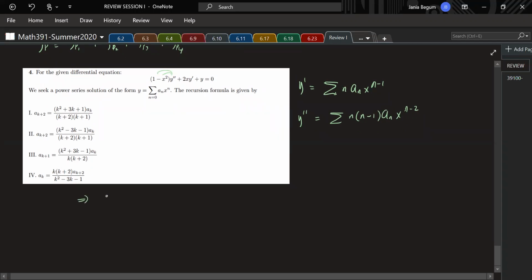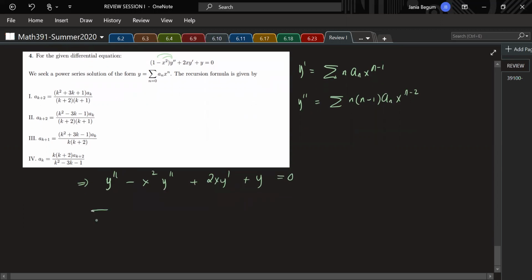Now I'm going to distribute the y double prime for the first term because it's much simpler that way. So we're using 1 times y double prime minus x squared y double prime plus 2x y prime plus y equals 0. Now let's substitute our summation into this. We have the sum n times n minus 1 a n x to the n minus 2. For the second one, I'm just going to show fewer steps. So I'm going to push this inside the second derivative and it will simplify. So we have the sum n times n minus 1 a n x to the n, and the x squared will cancel out the minus 2.